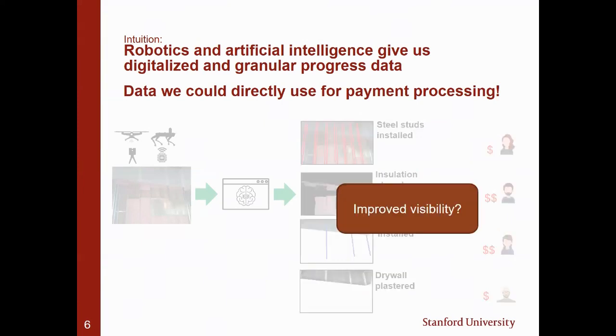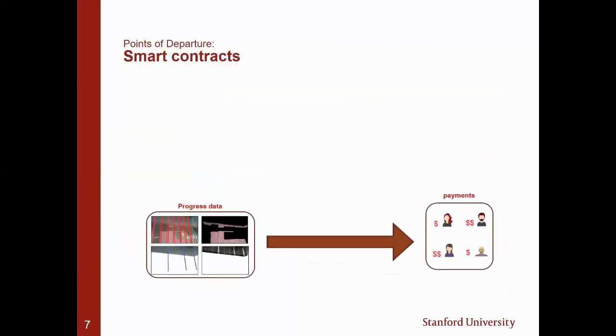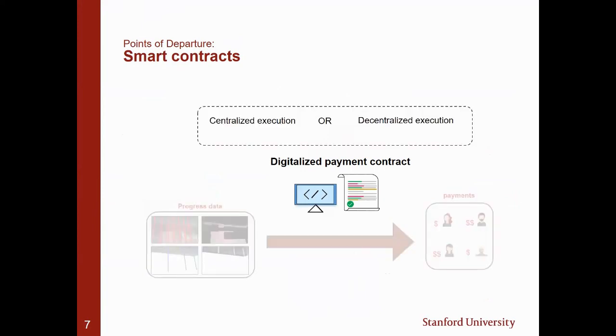And here's where smart contracts and blockchain come into the picture. If you were to go from progress data to payments, you can't use your current payment applications because they're not compatible with this data. So you would have to turn your contract into a digital format, basically a piece of computer code. This has to be run on a computing node, and you basically have two options. One is to put it in a centralized execution model, which we call a server client, or you could put it in a decentralized execution, which we call a smart contract.